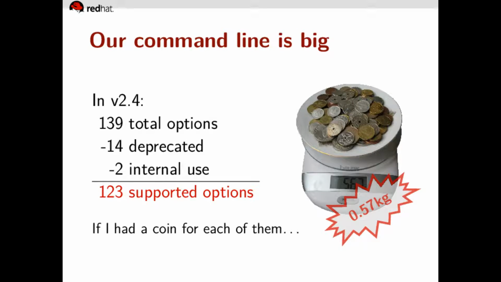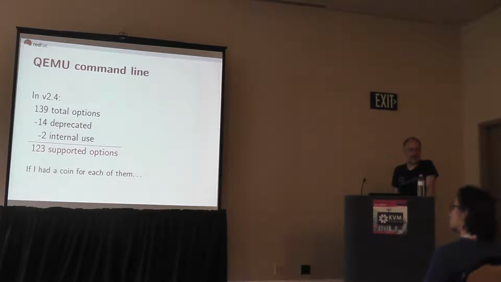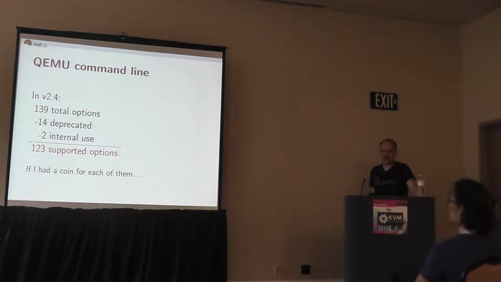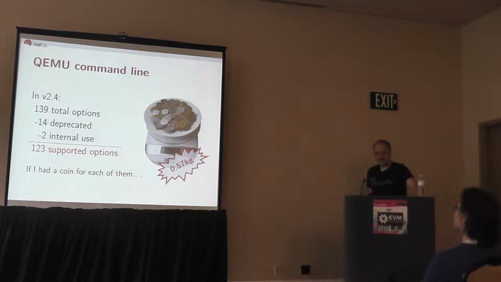Let's have a look at the command line. Right now, we have 139 total options. If I deduct the deprecated ones and the internal use ones, I'm still left with 123 supported options. Is that a big number or a small number? Well, if I had a coin for each of them, I'd be carrying more than half a kilo of metal and wear baggy pants.